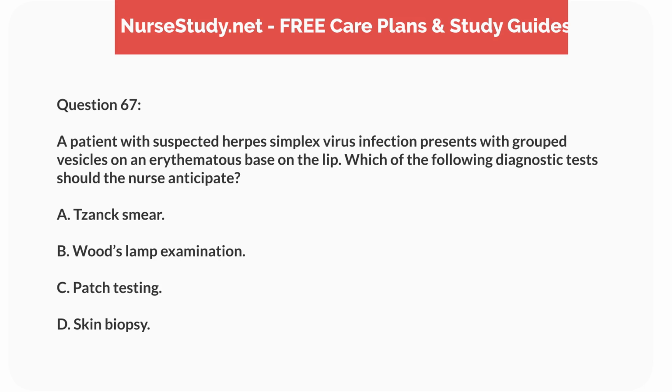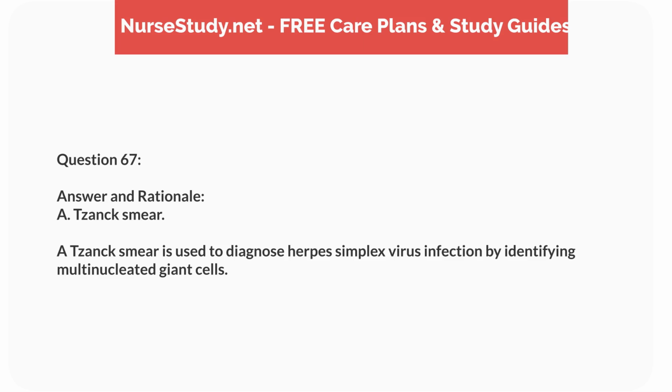Question 67. A patient with suspected herpes simplex virus infection presents with grouped vesicles on an erythematous base on the lip. Which of the following diagnostic tests should the nurse anticipate? A. Zinc smear. B. Woods lamp examination. C. Patch testing. D. Skin biopsy. Answer and rationale. A. Zinc smear. A zinc smear is used to diagnose herpes simplex virus infection by identifying multinucleated giant cells.